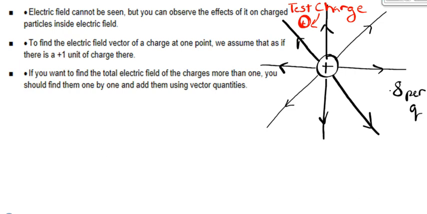And if, for instance, you want to find the electric field due to 2 charges, then you simply find each one individually and then add them up. So that's something we have also done before.